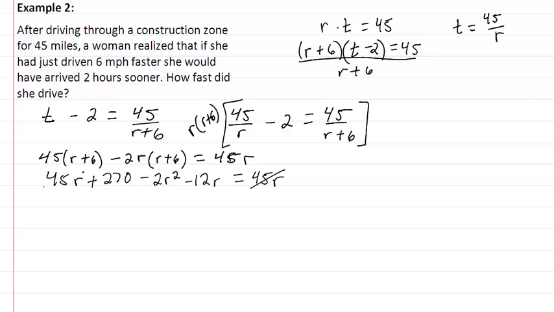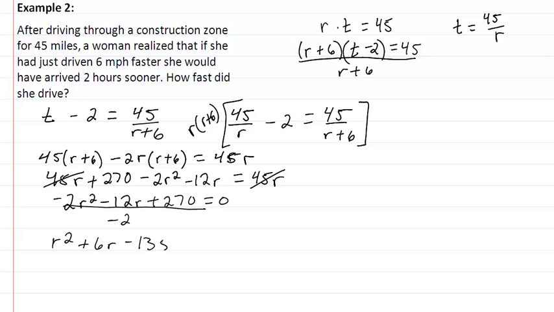Our 45r's go to 0, so now we have negative 2r squared minus 12r plus 270 equals 0. Let's divide this all by negative 2. Makes it easier to factor. So we have r squared plus 6r minus 135 equal to 0. This will factor as r plus 15, r minus 9 equal to 0. R plus 15 gives us a negative rate, which is not possible. And so we're going to get that our rate is 9 miles per hour.